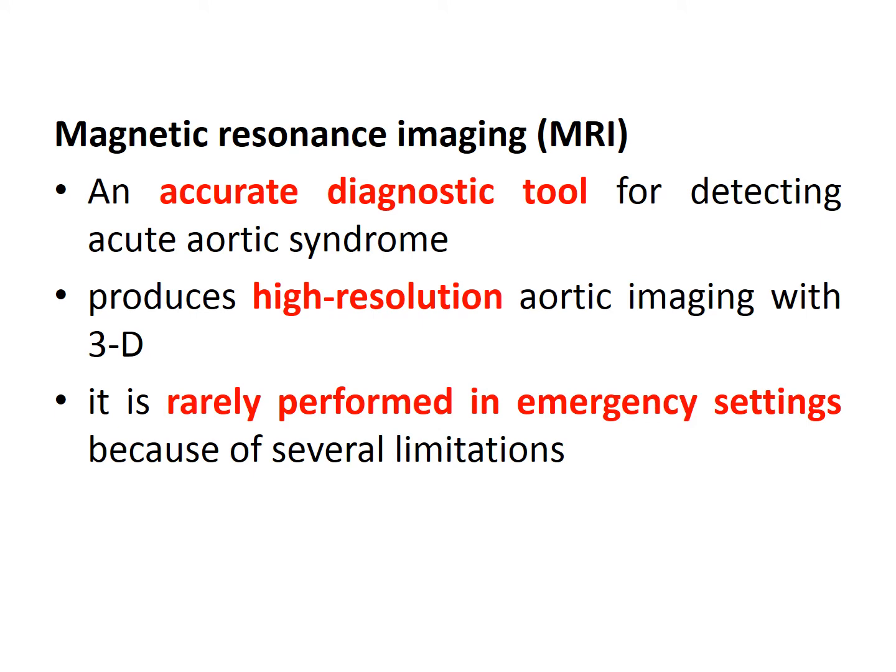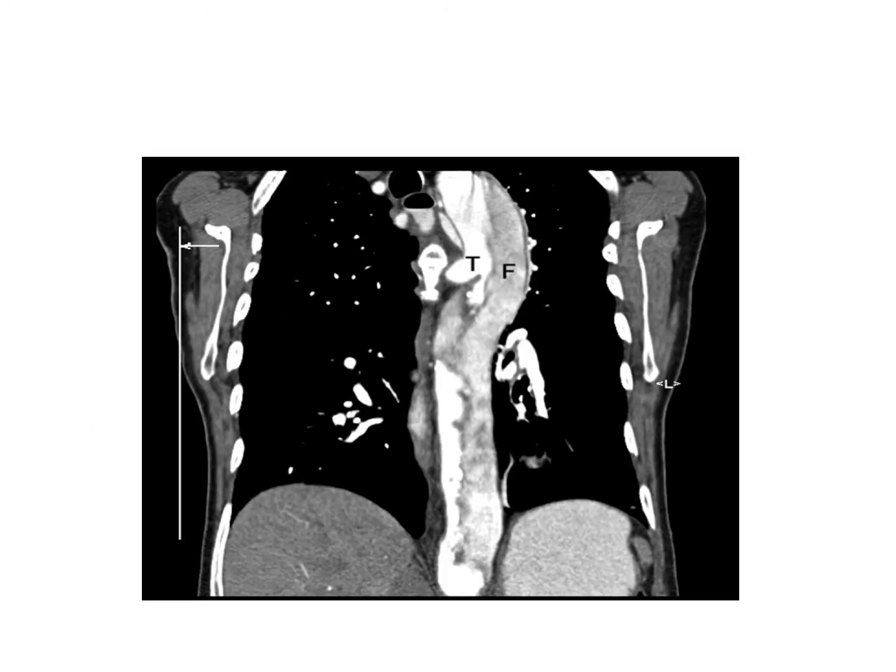Magnetic resonance imaging, or the MRI, is an accurate diagnostic tool for detecting acute aortic syndromes. It produces high resolution aortic images with 3D resolution, but it is rarely performed in the emergency setting because of several limitations, mainly in patients with certain implantable devices. Here is the MRI of a patient with aortic dissection, showing the separation of the aortic lumen into a true and false lumen and the extension of the flap being spiral.